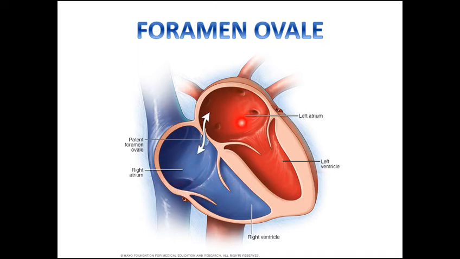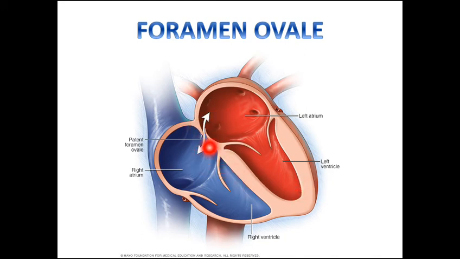Here you can see the four chambers of the heart. This one is the right atrium, this is the right ventricle, this is the left atrium, and this one is the left ventricle. The right side of the heart mainly contains the deoxygenated blood, whereas the left side of the heart contains the oxygenated blood.